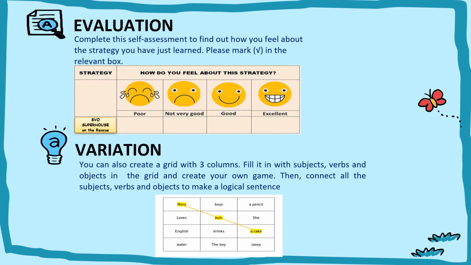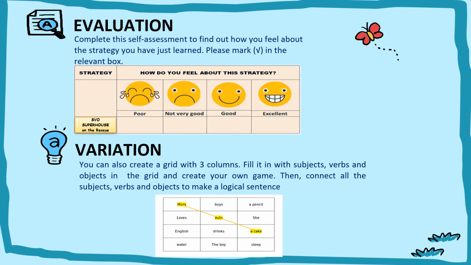Next is the evaluation. Pupils need to complete this self-assessment to find out how they feel about the strategy which they have just learned. They just need to put a tick in the relevant box. Then the last part will be the variation.